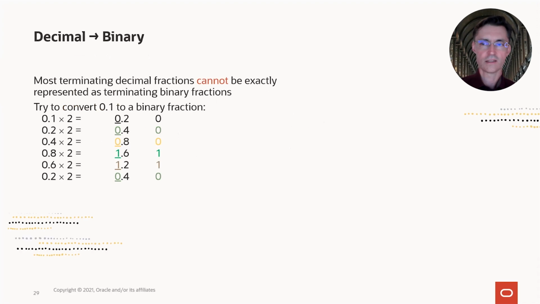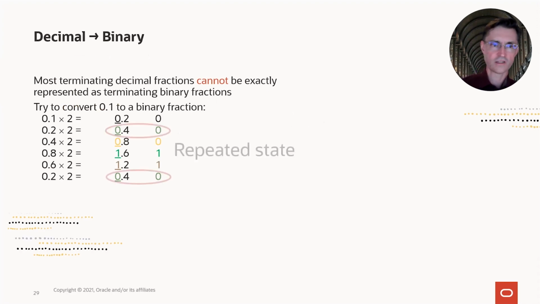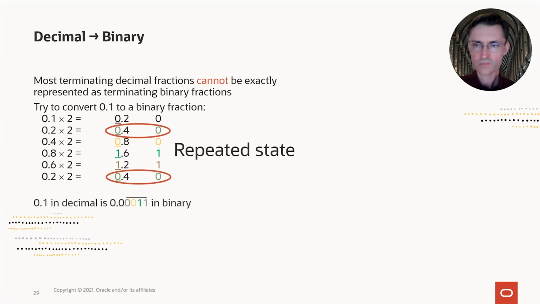So let's see what happens when we try to convert 1/10 to a binary fraction. We start running the conversion algorithm here. The first digit we get is 0, the next digit 0, 0, 1, 1. And now we notice that in the conversion algorithm, we get a repeated state. We're going to cycle, repeating 0011 ad infinitum. So this is a repeating fraction in binary. 0.1 in decimal is a repeating fraction in binary.